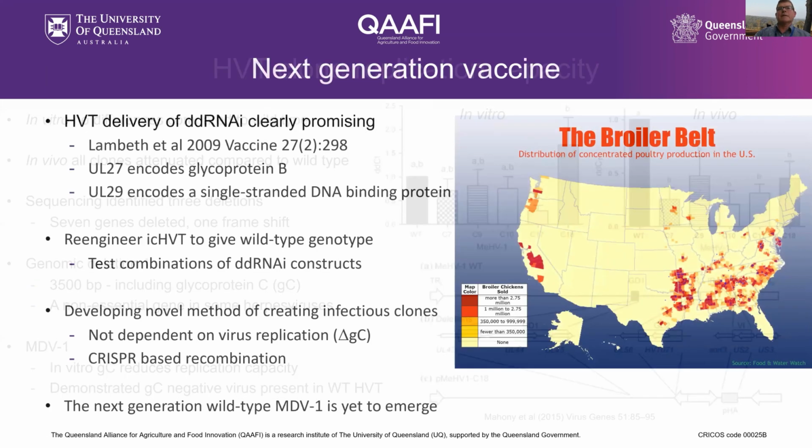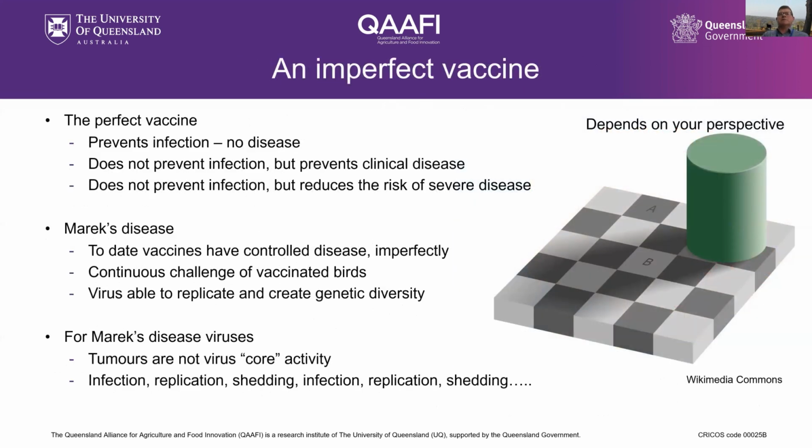Right. So we get to this concept of an imperfect vaccine. In thinking about that, the question comes up, what's a perfect vaccine? Does it prevent infection, so you don't get disease? Does it not prevent infection, but prevent clinical disease? That's probably where Marek's disease sits. Or does it not prevent infection, but reduce the risk of severe disease? That might be where our COVID vaccines sit. So it all depends on your perspective.